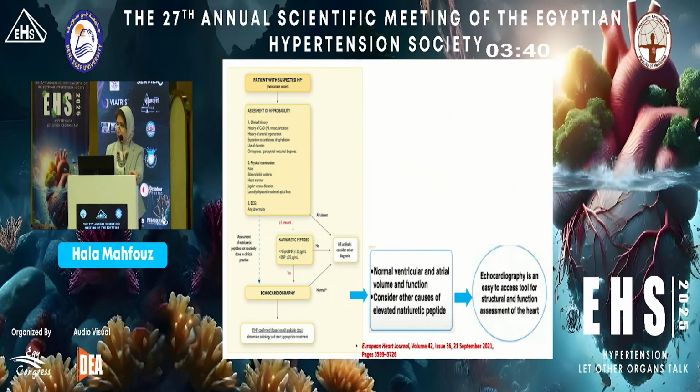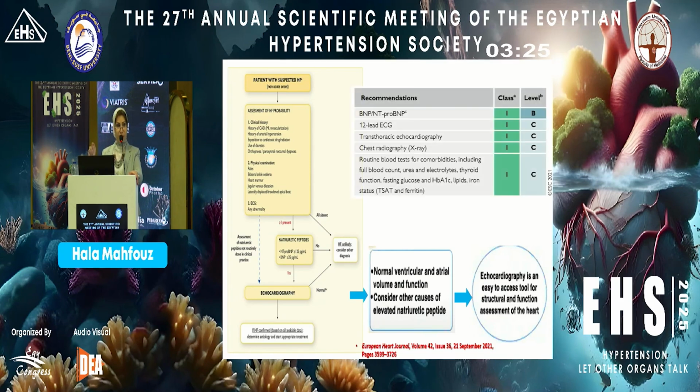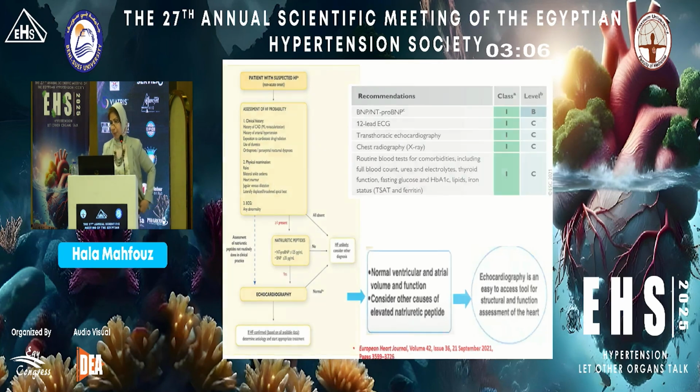Again, according to the European Heart Journal 2021, the protocol in assessment of heart failure, after clinical examination, history taking and natriuretic peptide measurements, puts echocardiography as a class 1 indication for assessment of patients suspected to have heart failure. Suspected means that the patient has dyspnea. So if he has dyspnea or shortness of breath and has elevated blood pressure, hypertension, this is one of the indications to have echo to prove or exclude the presence of heart failure.